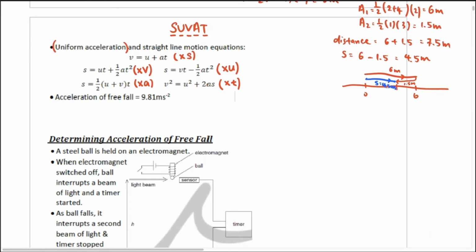And for the case where the object is experiencing free fall, then you have to use 9.81 as your acceleration. Okay, acceleration 9.81. So maybe you're wondering, should I use 9.81 or negative 9.81? So we will discuss this afterwards.